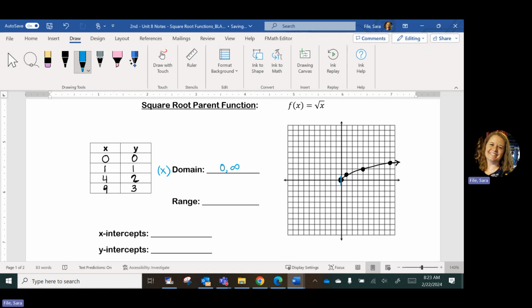And is the 0 included? So we use a bracket to indicate that it is included. Okay, infinity is never included. We always use a parenthesis with infinity because you can never reach it. How would I write that domain in inequality notation? That's interval notation that I have written. Inequality uses greater than or less than symbols. What's one way that I could write that as an inequality?